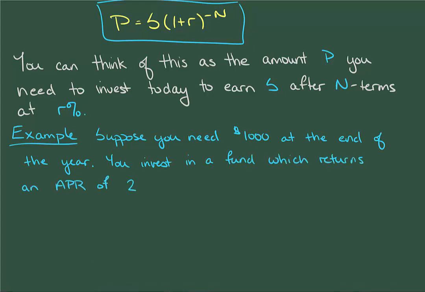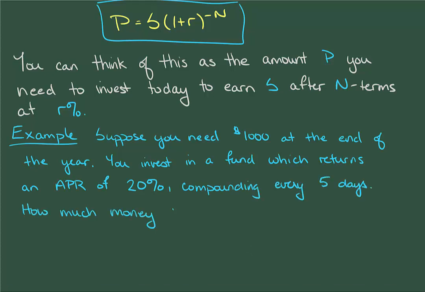compounding every 5 days. Now that's a slightly weird number. The question is, how much money do you have to invest at the beginning of the year to earn that $1,000? So there are several things to consider here. The first is we haven't talked about APR in the context of present value, but that's because we don't have to. We already know how APR works.